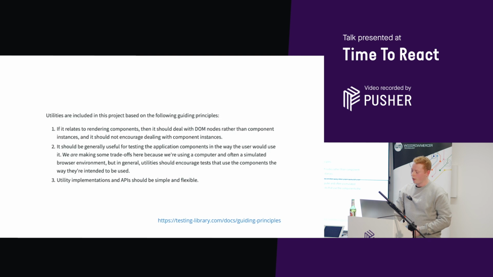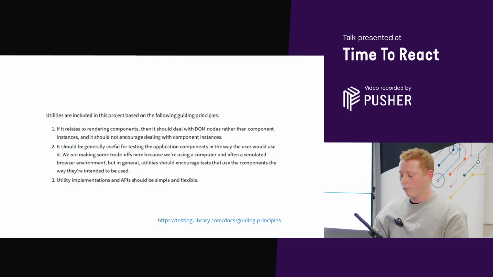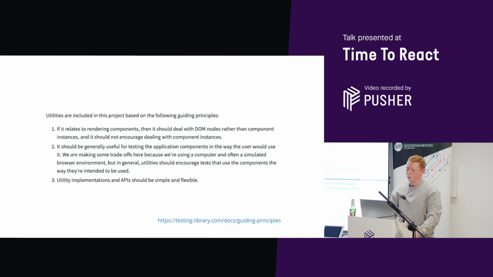And everything in the project tries to abide by these guiding principles. So if it relates to rendering components, then it should deal with DOM nodes rather than component instances, and it shouldn't encourage dealing with component instances. Again, this is coupling to implementation. The library should be generally useful for testing the application components in a way that the user would use it. We're making some trade-offs here, of course, because it's not a real user and it's often a simulated environment. But in general, you should encourage testing the components in the way that they're intended to be used. And the implementations should be simple and flexible. And I think they are, personally.